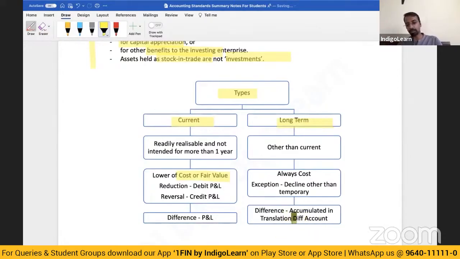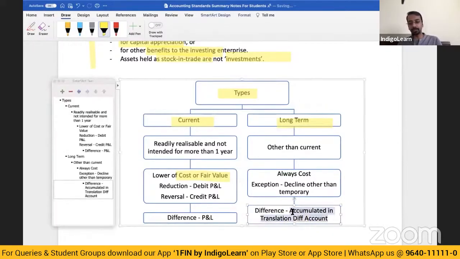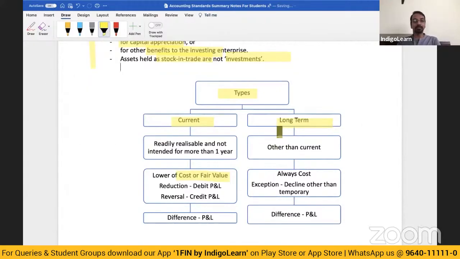I think I wrote a mistake. Maybe I was copying that. This is also P&L. Okay. Maybe I was copying this chart earlier, so an error there. Sorry. Yeah. Then long term, which is other than current, it is always carried at cost.